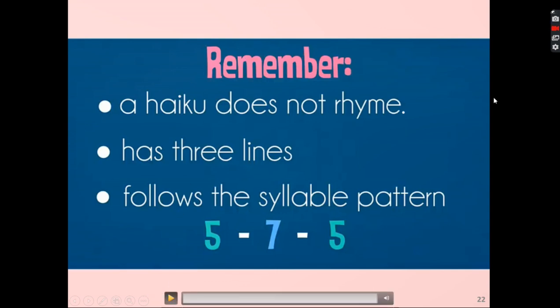Okay, so just don't forget this reminder that a haiku does not rhyme. It definitely has 3 lines of 5-7-5, and it follows the syllable pattern with the 5-7-5 and has 3 lines.